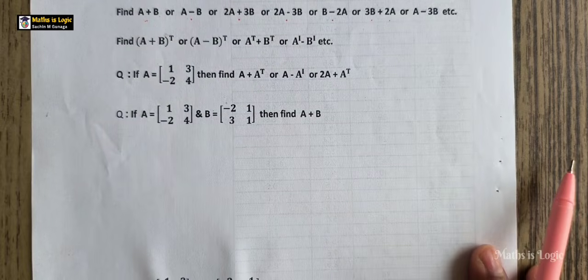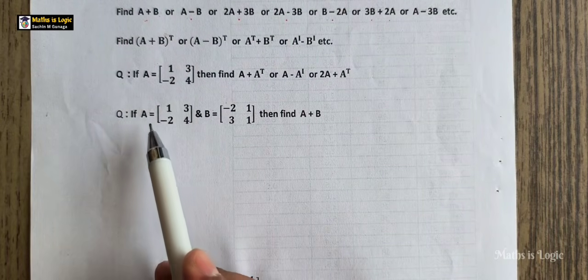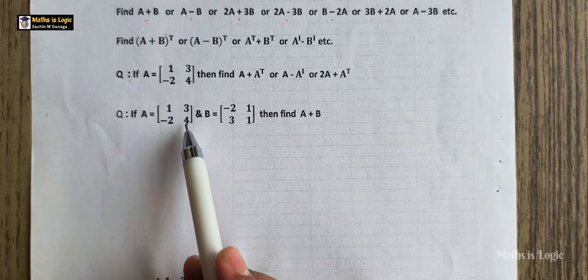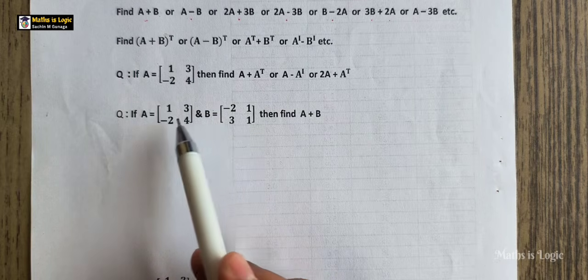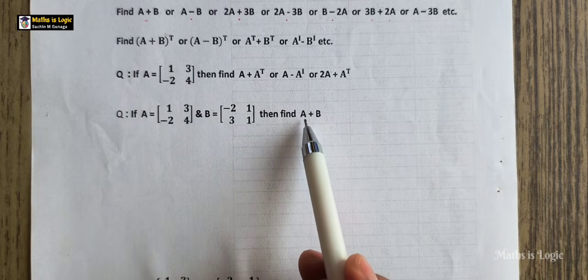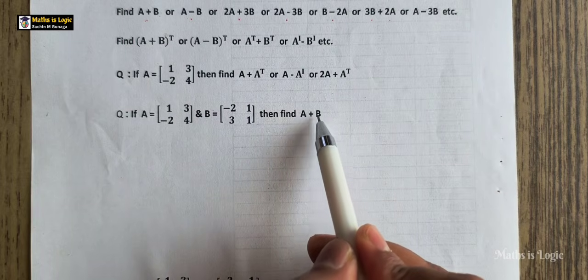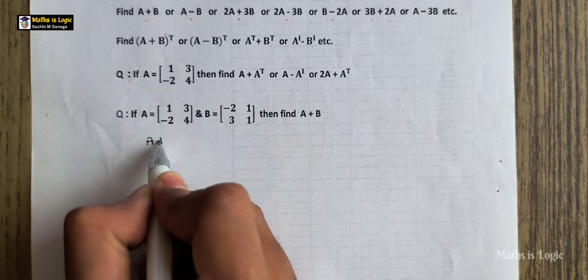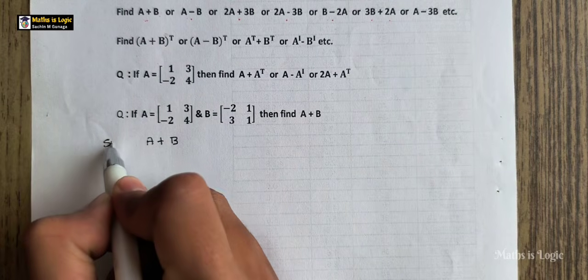So in that you can see here question number 1. What is this question? Here the A matrix is given, 1 3 minus 2 4, and this is the B matrix, minus 2 1 3 1. Using these two we need to find A plus B. Remember, whichever value you need to find, we need to write that here first, A plus B. Next, this is the solution.